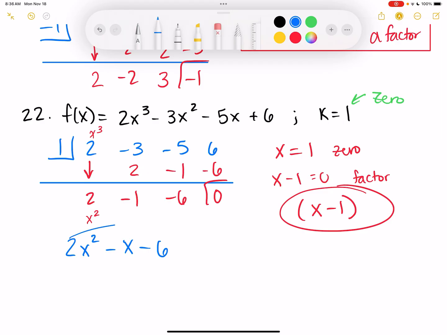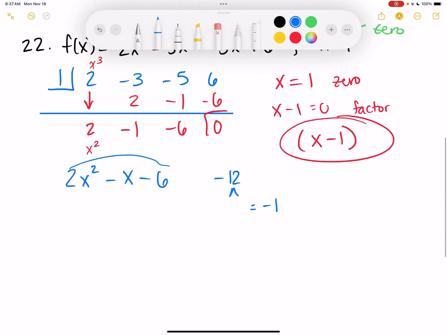So using the arch method, I need factors of -12 that when added together give me a -1. What factors of 12 would do that? 3 and -4.